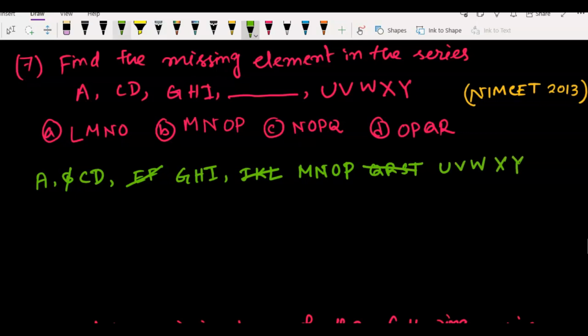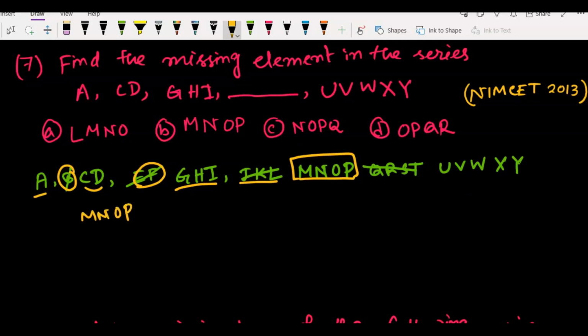UVWXY. So here this pattern is followed, that first we have one element, then one element is missing, then we have two elements and two elements are missing, then we have three elements and three are missing, then we have four elements and four are missing, then we have 5 elements. So what will be in the gap? It will be MNOP. So answer B is correct.